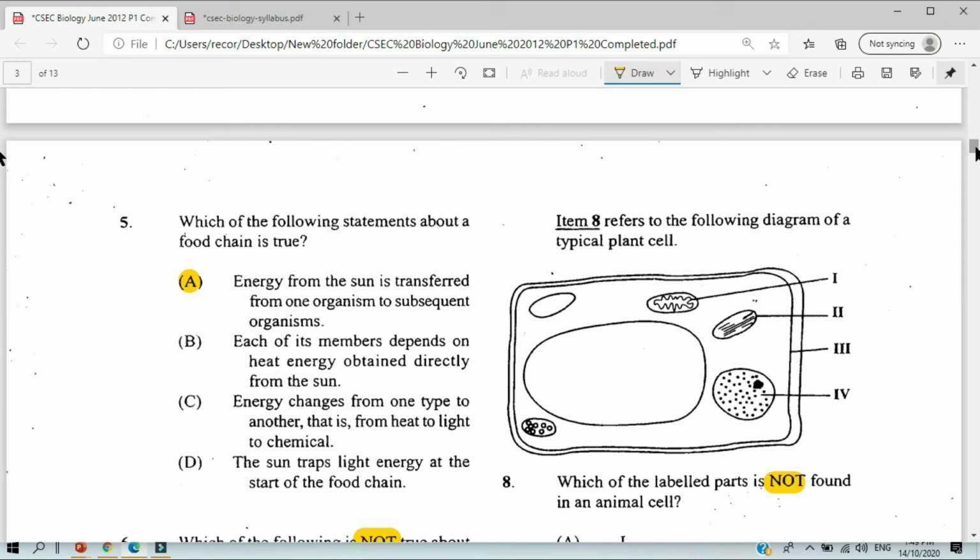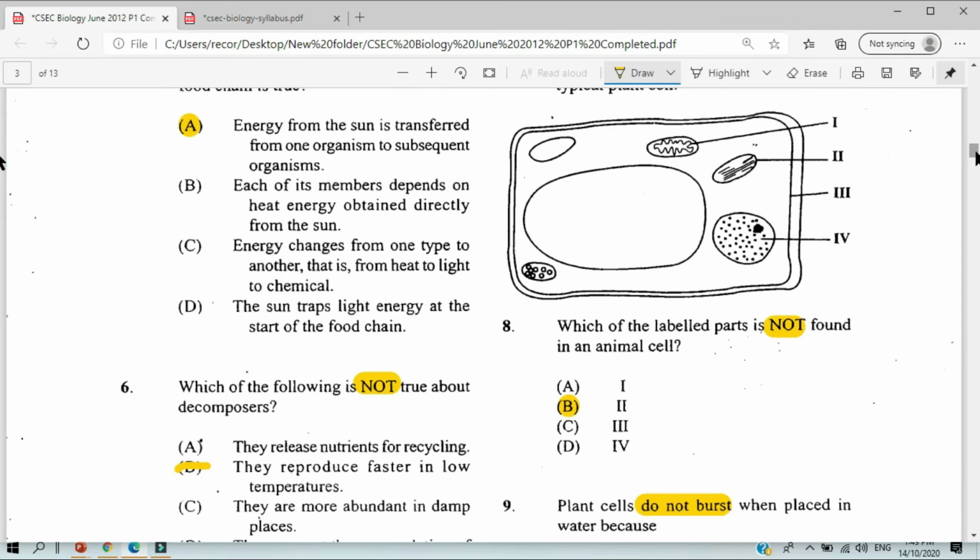And now we're back on to 8. 8 refers to the following diagram of a typical plant cell. Which of the labeled parts is not found in an animal cell? Now that labeled part is going to be number 2 there, the chloroplast. All right, so number 1 is going to be the mitochondria, but number 2 is going to be the chloroplast. So the chloroplast is not found in an animal cell.